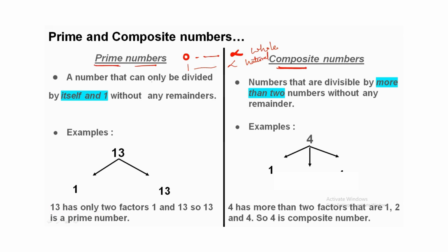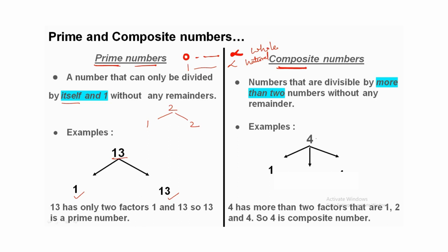So what are prime numbers? Prime numbers are those numbers which can only be divided by itself and one, which come in the table of one and itself only. For example, 13 comes in the table of one and in the table of 13 only. It does not come in any other number's table. Number two also comes in the table of one and the table of two only.